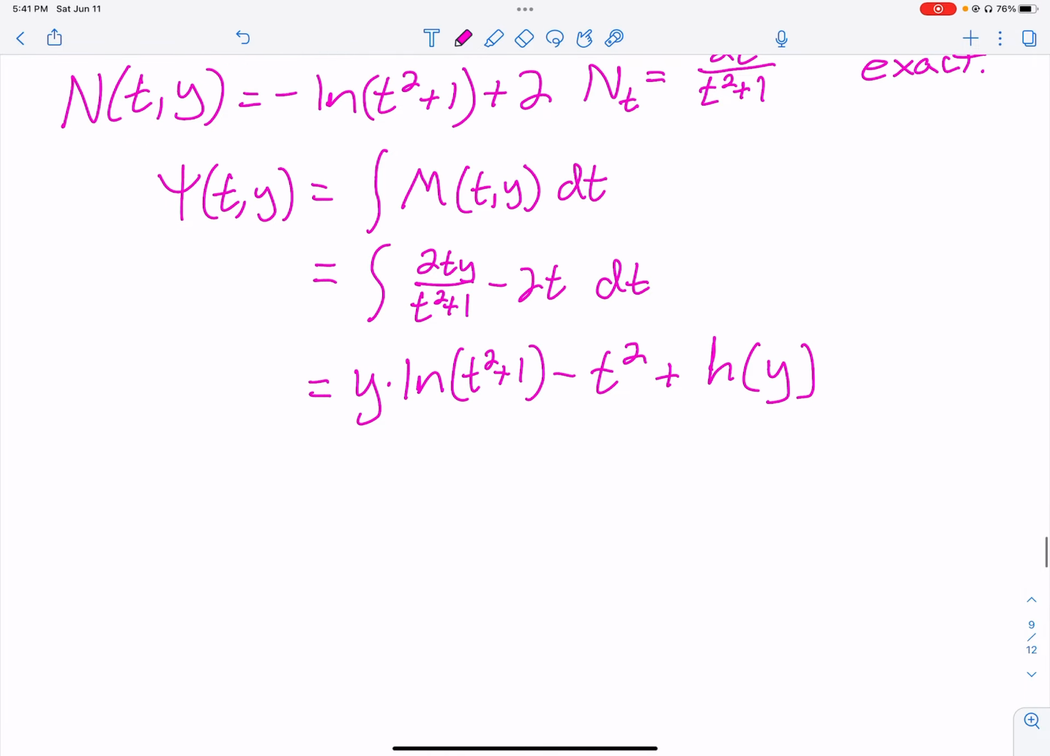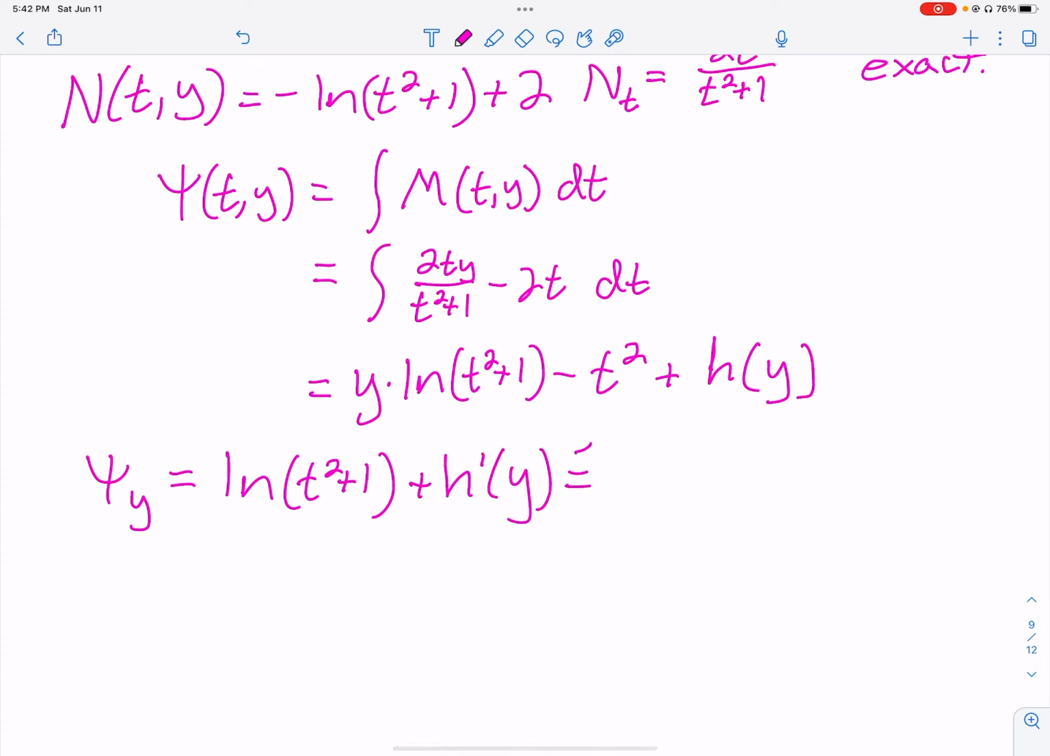So now I have that gamma function is equal to that. I can go ahead and find the gamma function with y because I know that's going to be equal to N. So I take this now and I do it with respect to y. So I just get ln of t squared plus 1 for the first term. The t squared's gone, and then I get plus h prime of y. I now set this equal to N of t,y.